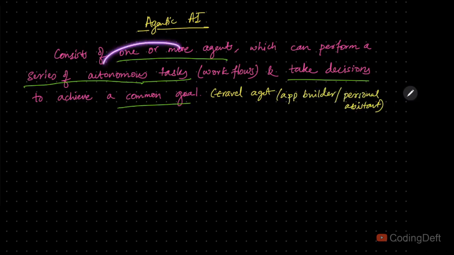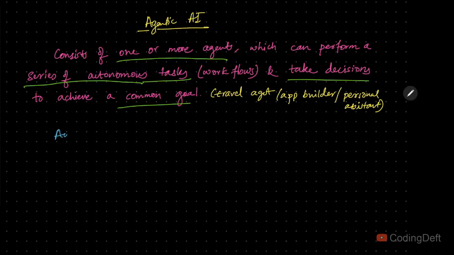And coming to one or more agents, your agentic AI can have one agent or it can use more agents. It can communicate between the agents. It can use different tools. So that is straightforward. And it can perform a series of autonomous tasks. So let us understand what is autonomy.